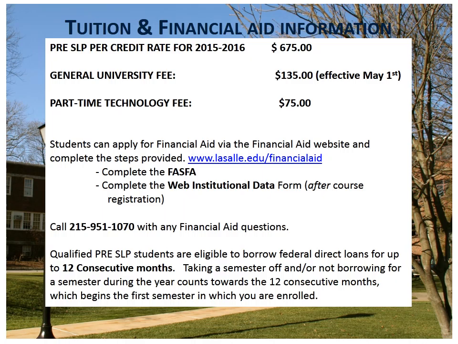So again, if you have any financial aid questions, please call 215-951-1070. So make sure that you have completed both the FAFSA as well as the Web Institutional Data form. And you can find out instructions on how to do so through the financial aid's website listed on the screen you see before you.